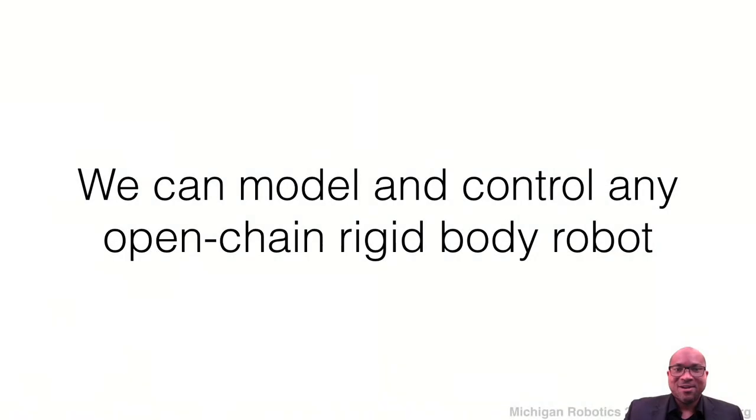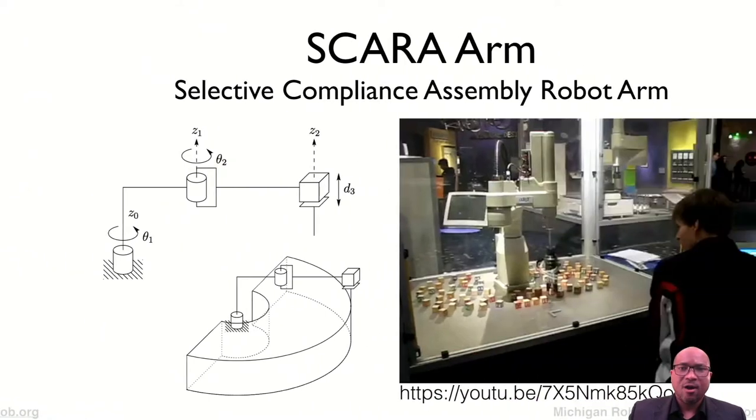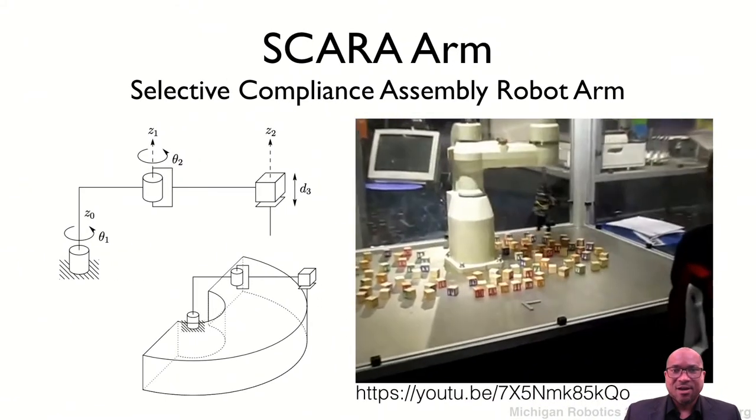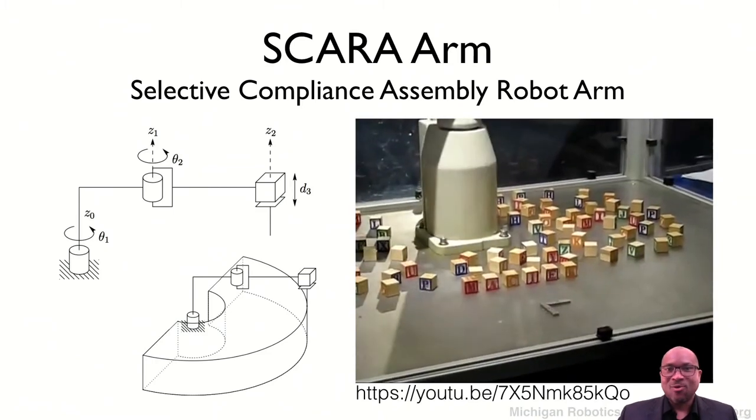Forward kinematics and inverse kinematics are really important for getting our robots to work. If we have this type of capability, we can model and control any open chain robot. We can work with other types of robots too, but in this course we're going to focus on what we call open chain robots. As we showed in some of the other classes, you can have robots such as the SCARA arm.